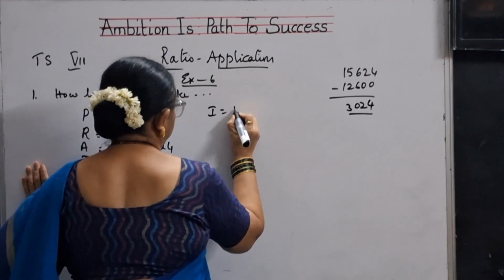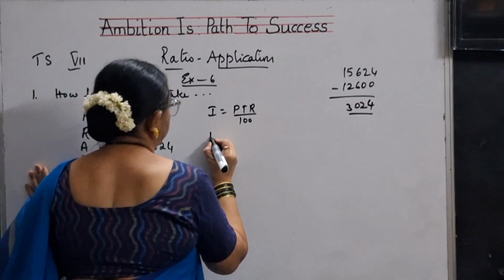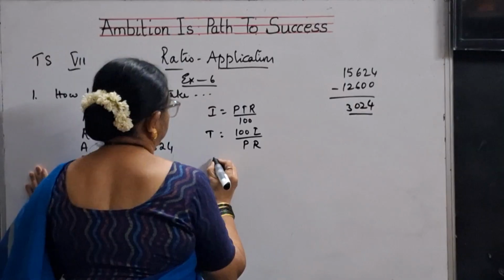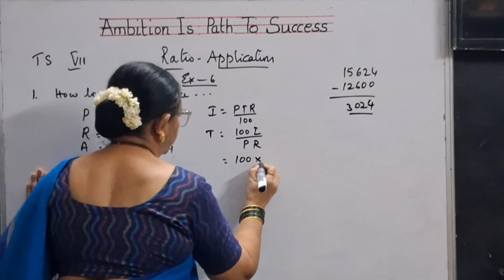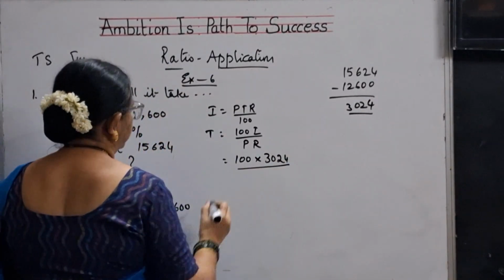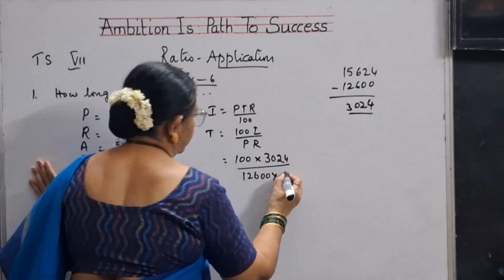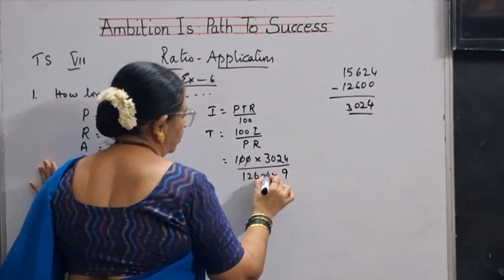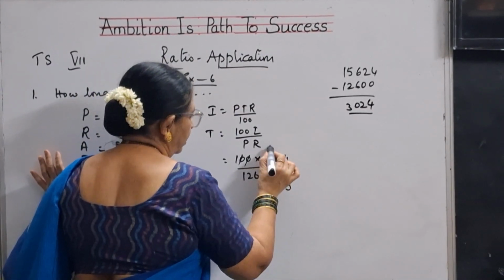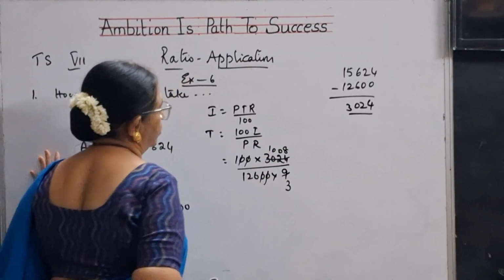Now I is equal to PTR by 100. You know this. Now we want T. T is equal to 100I by PR. So 100 into what is I? 3024 by principal 12,600 into rate, that is 9. So 2 zeros will get cancelled. See, 3 threes are 9, 3 ones are 3, 0, 0, 3 eights are 24.